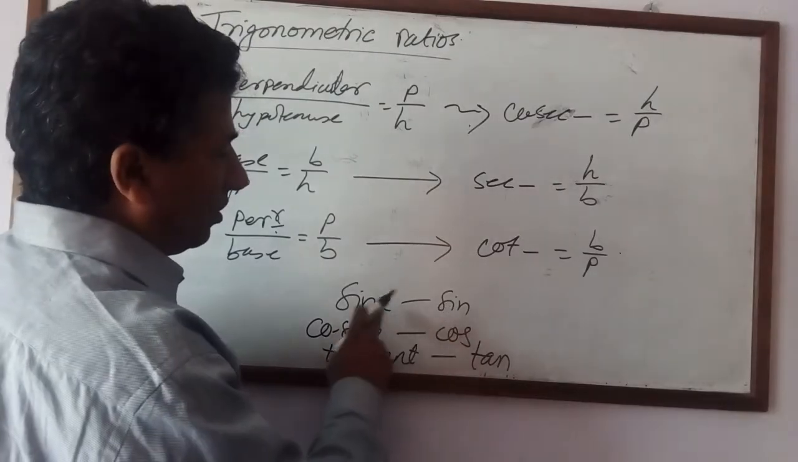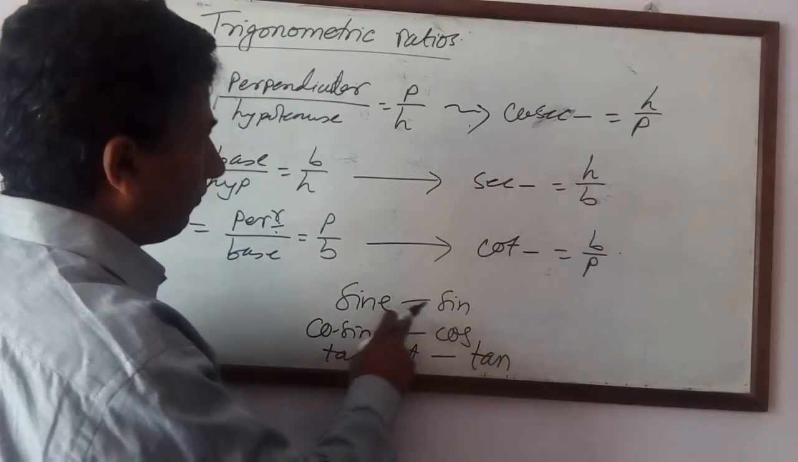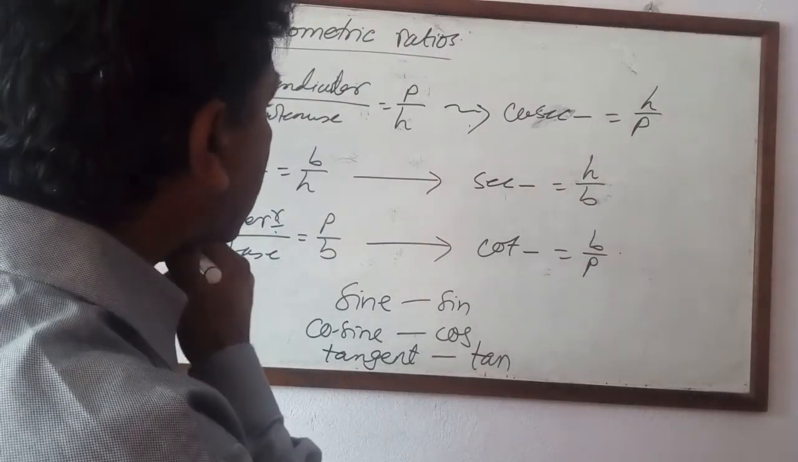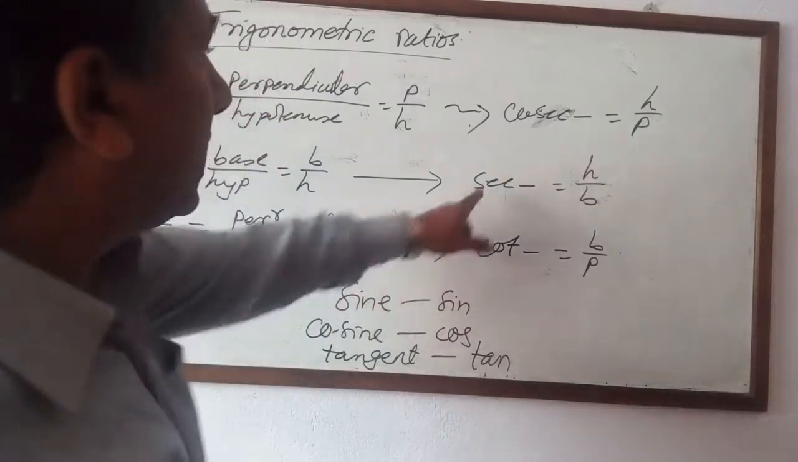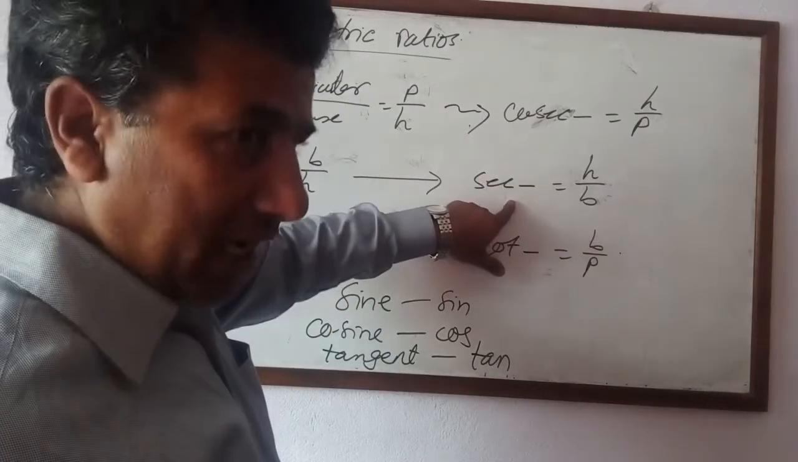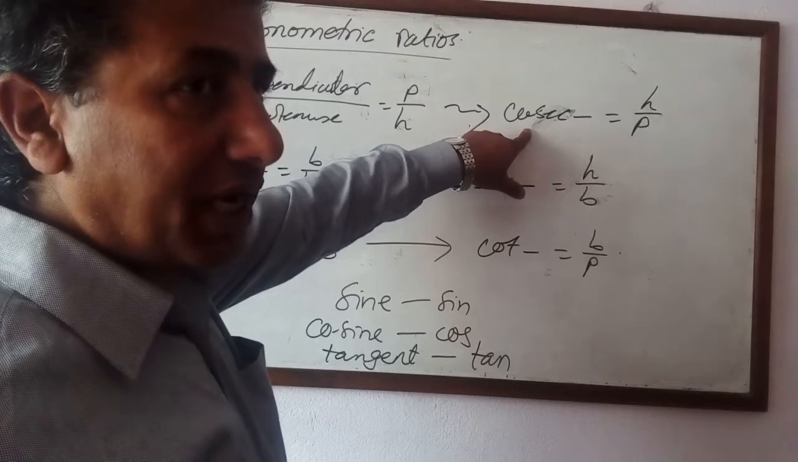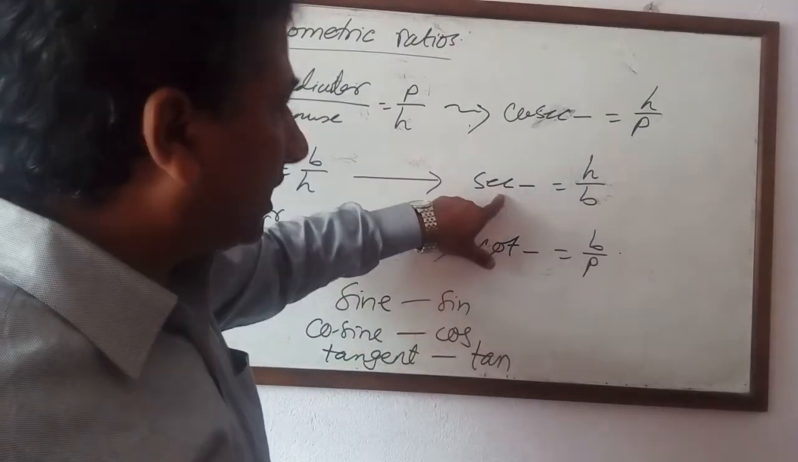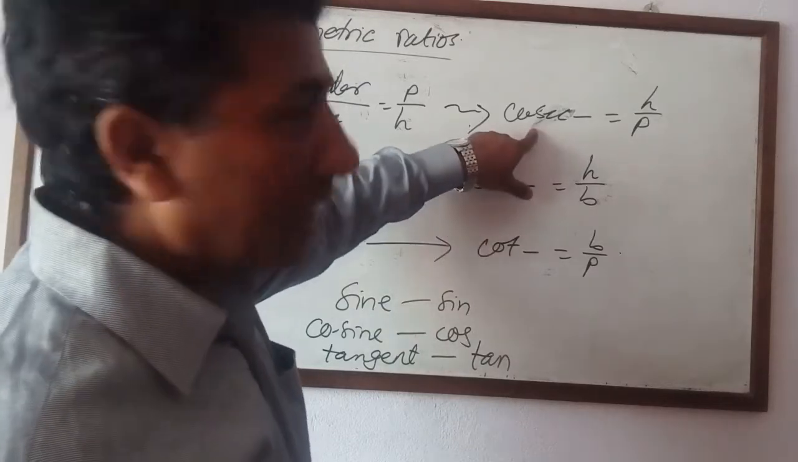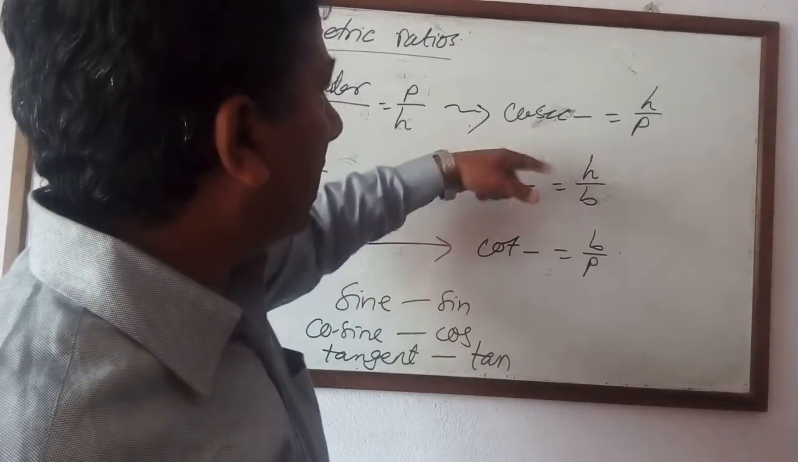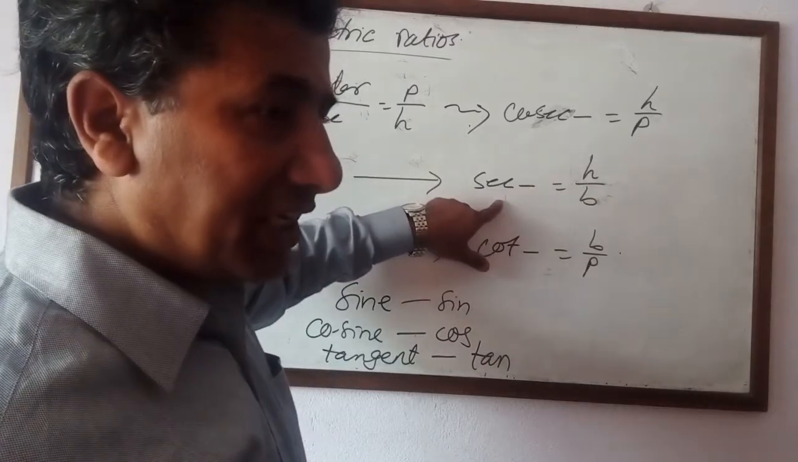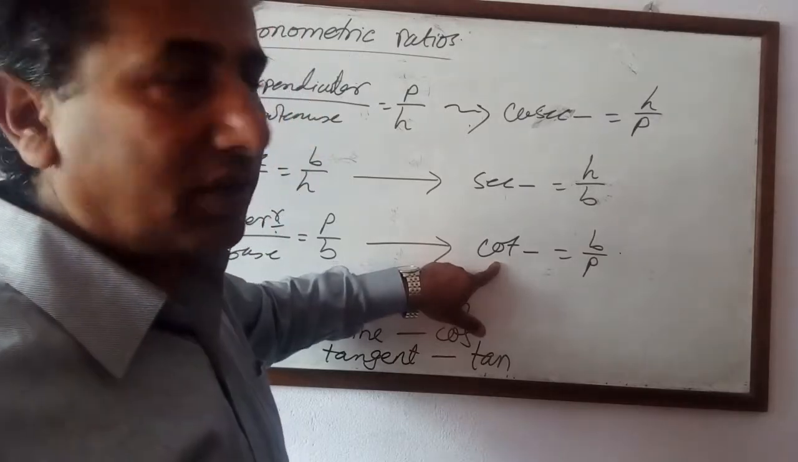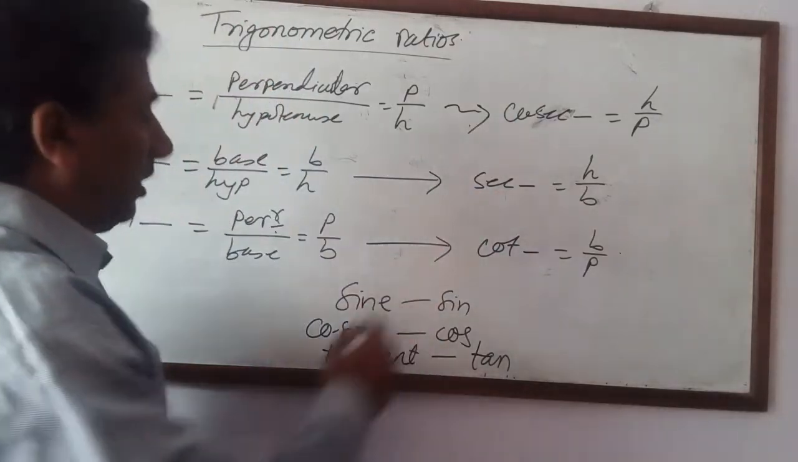Now again, here is cosec. Sec means secant, cosec means cosecant, that is written cosec, secant is written in short form sec, and cotangent is written as cot. These are the short forms.